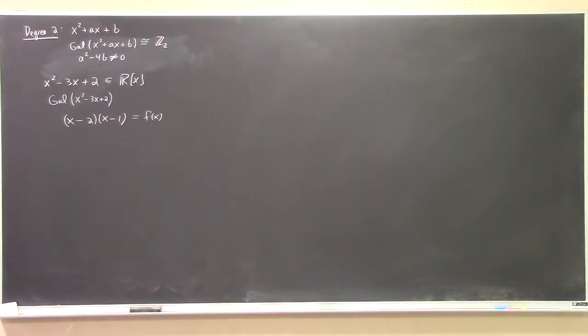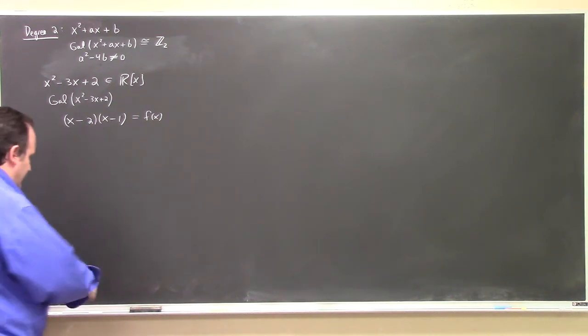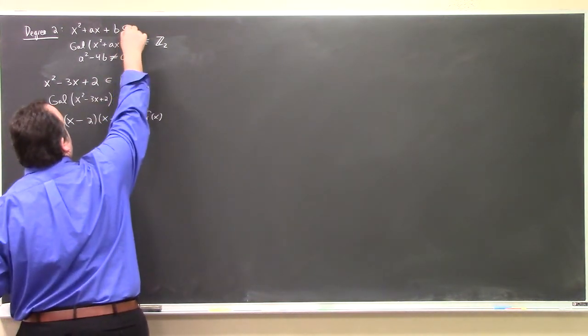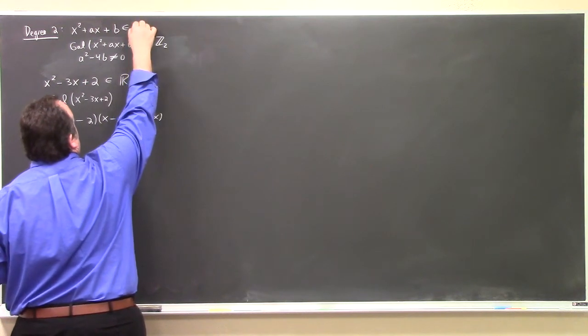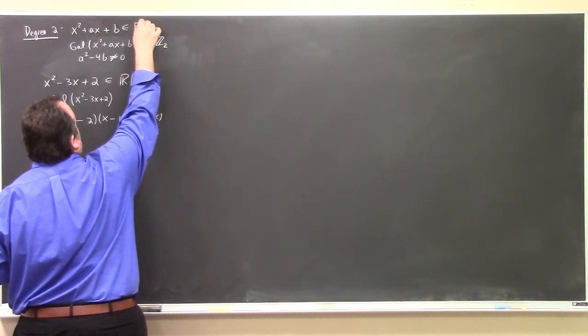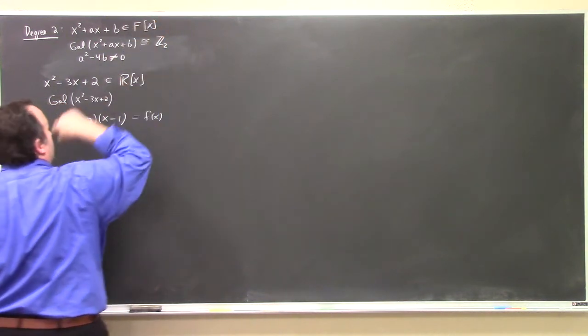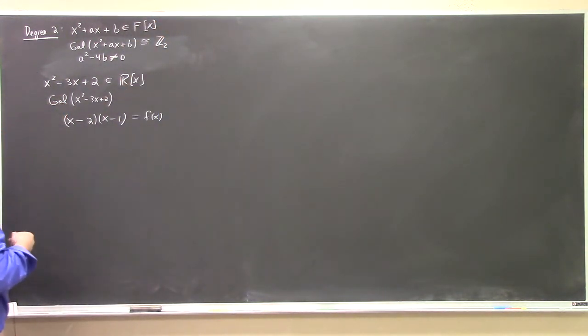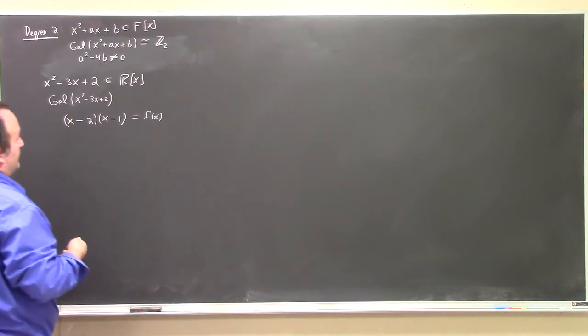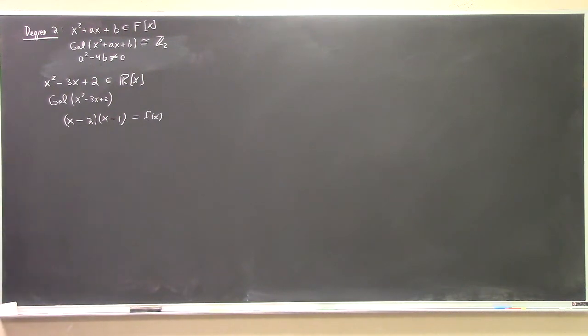We're trying to figure out what's the Galois group of a quadratic polynomial over some field. By definition, the Galois group of the polynomial is the Galois group of the splitting field of the polynomial over F.